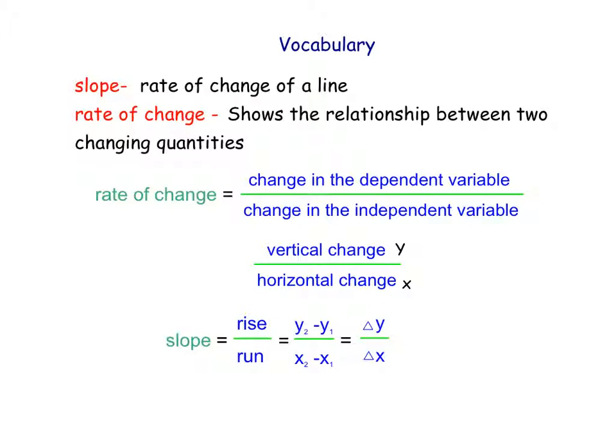Or you can think of it as rise over run: rise is how much you're rising, and run is how far you're running horizontally. And if you are given 2 points, you can find the slope by doing the first y minus the second y, the difference in the y's, over the difference of the x's. So that ratio of the change in y, this little triangle means change, over the change in x.